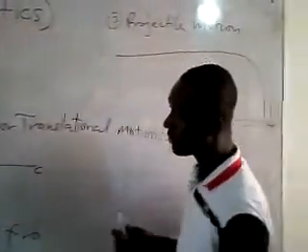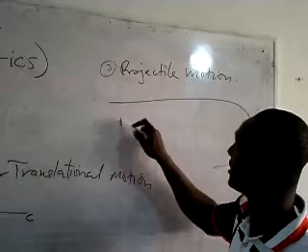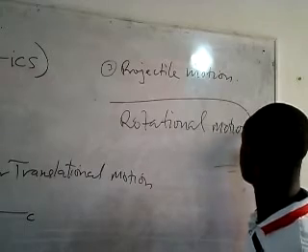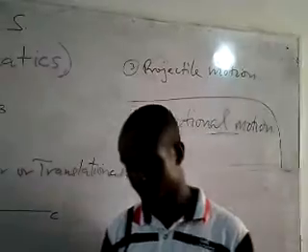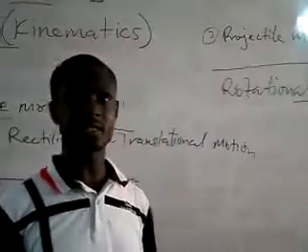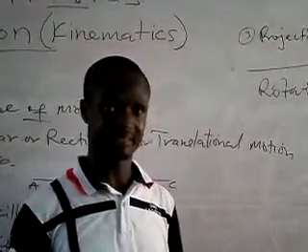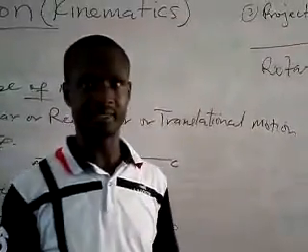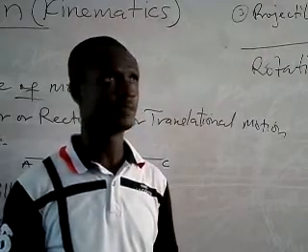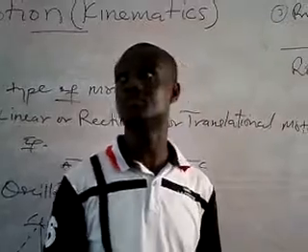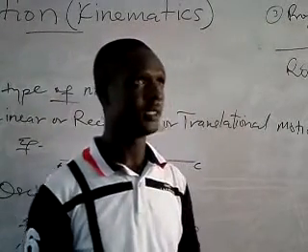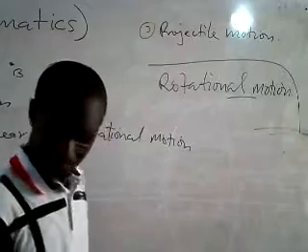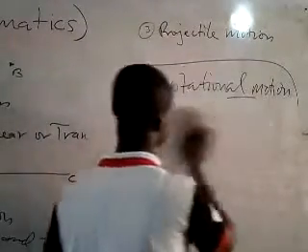The next example of motion is rotational motion. This is the type of motion taking place about an axis. For example, the Earth is rotating on its axis, giving us day and night. It's a typical example of rotational motion. Or the blades of a ceiling fan also undergo rotational motion. It is rotating on its own axis. Rotational motion.